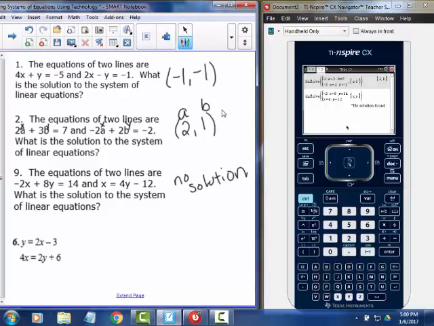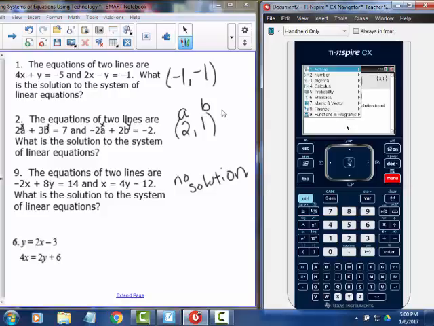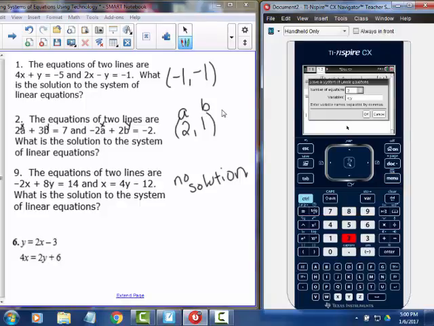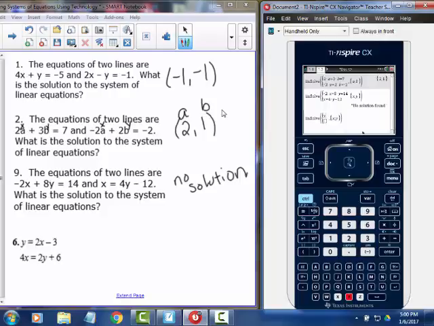All right, let's look at number 6 here. We can use the same thing, menu 3, 2, X and Y again, okay, and we type y equals 2x minus 3, down arrow, 4x equals 2y plus 6. And we press enter, and it comes up with this wild looking answer.